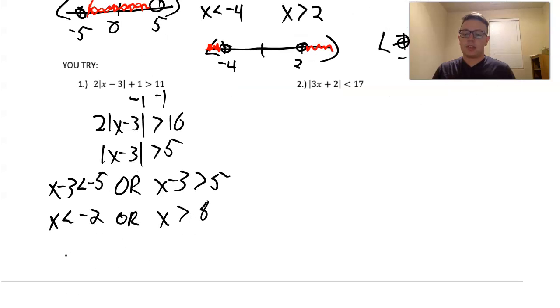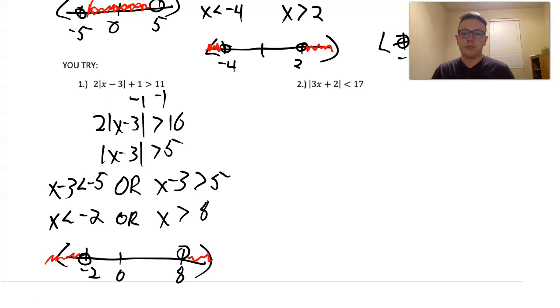When we put this on our number line, we have negative 2, we have 8, and 0. Is 0 going to work for this? Well, 0 is not less than negative 2 or greater than 8, meaning that it's going to be everything on the outsides. You have one more? Go ahead and do this problem.